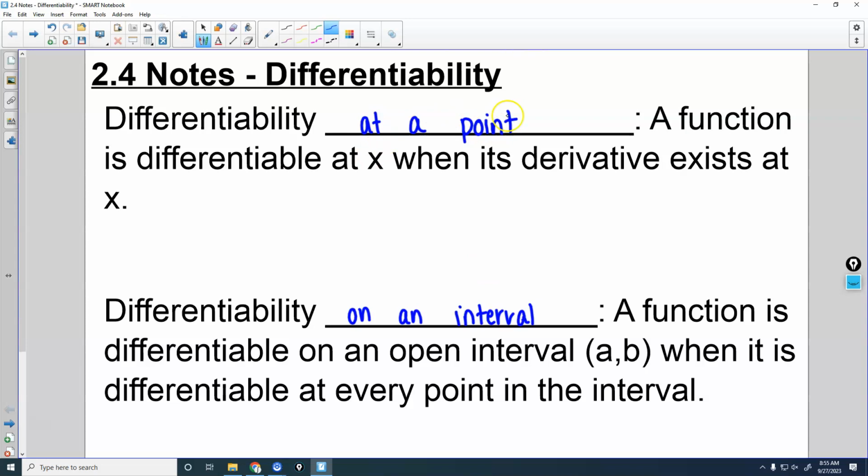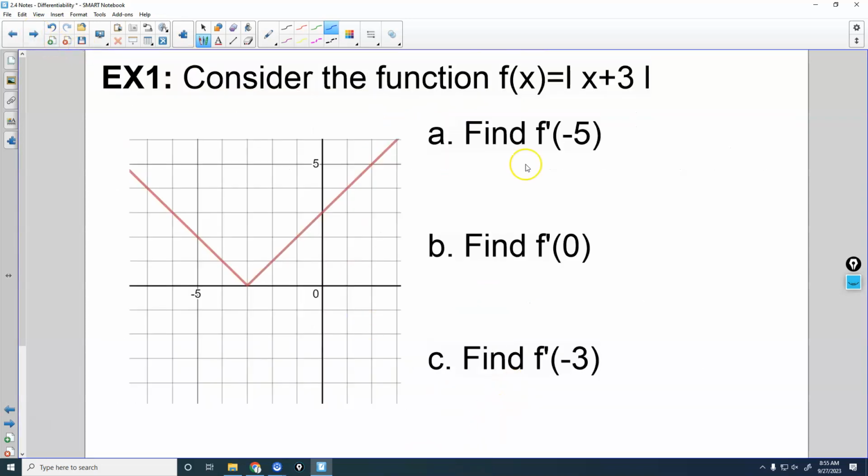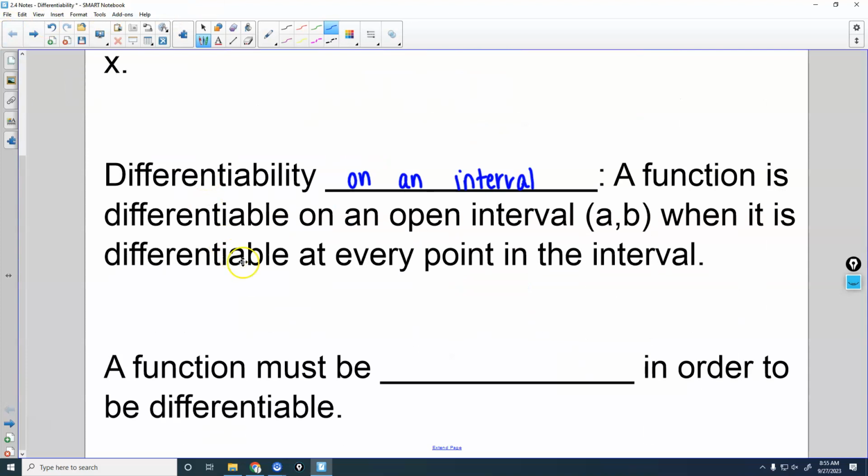Okay? So, all right, consider the function f of x equals absolute value of x plus 3. I want you to find these three things for me. Oh, sorry, I didn't scroll down. Okay, oh yeah, this one's really important.